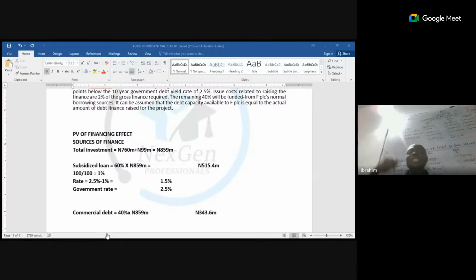Then the subsidized, they now give it to them. This is what we learned though. It is 2.5, but we'll give it to you guys at 1.5. Then the addition of the MPR and the subsidized rate will give us what we call the commercial rate.